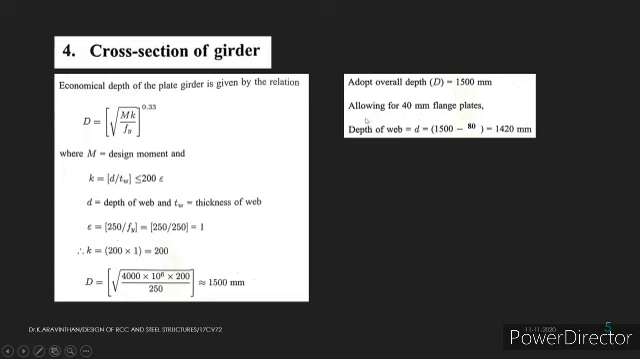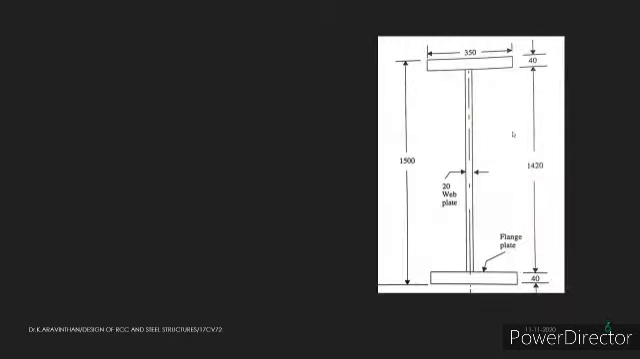Okay. What about the flange plates? The I section consists of web and flanges. So let us assume 40 mm flange plates, and we will be having two flanges for the I section. So 40 into 2 is 80. So the depth of web will be D equal to 1500 minus 80, which is 1420 mm. In a picture you will be getting this. Right now we have designed the depth of the section, which is 1500, the economical depth. So we will go for this.